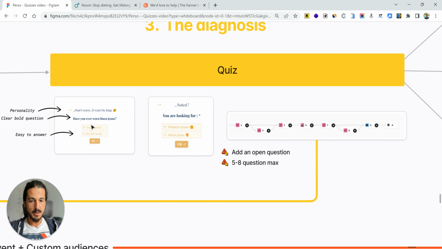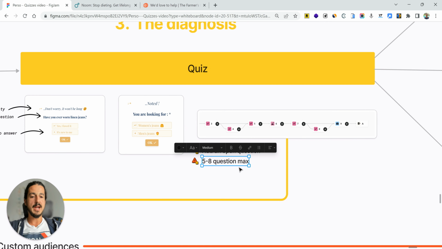And this is the power of micro commitments. When someone starts something, they want to finish it. So very simple question, 1, 2, 3 simple questions, open question, we finish the quiz. 5 to 8 questions maximum.